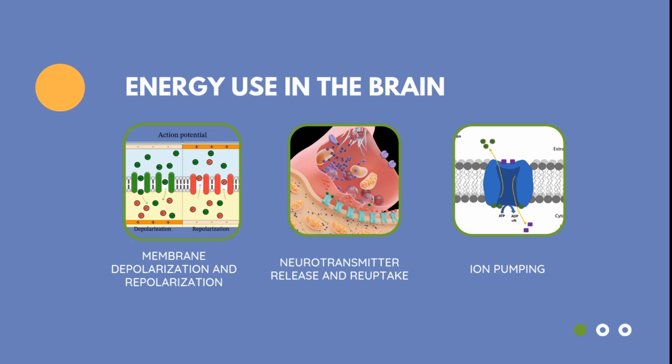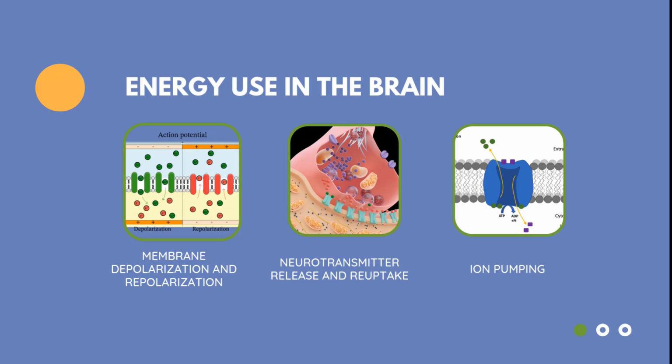So how does the brain use energy? Membrane depolarization and repolarization. This is how impulses get transmitted through the brain. This is how neurons work, essentially. Neurotransmitter release and then reuptake.